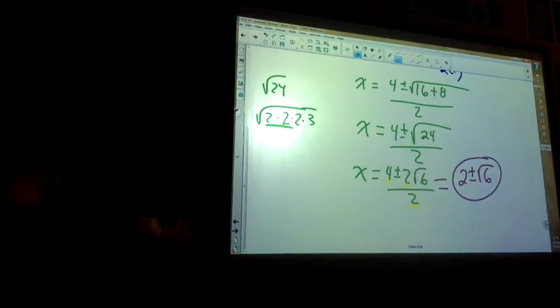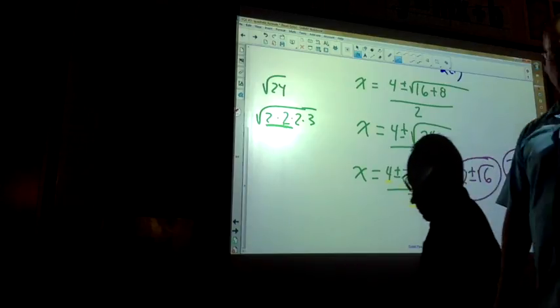So do you remember when we were graphing those parabolas and we said that it was irrational? Here's your irrational number. Remember when I was asking you this, it didn't fall right on there. I said we know about where it crosses, so we're calling it irrational. 2 plus root 6 and 2 minus root 6 are irrational numbers. That's where it would be crossing the x-axis if it was a parabola still.